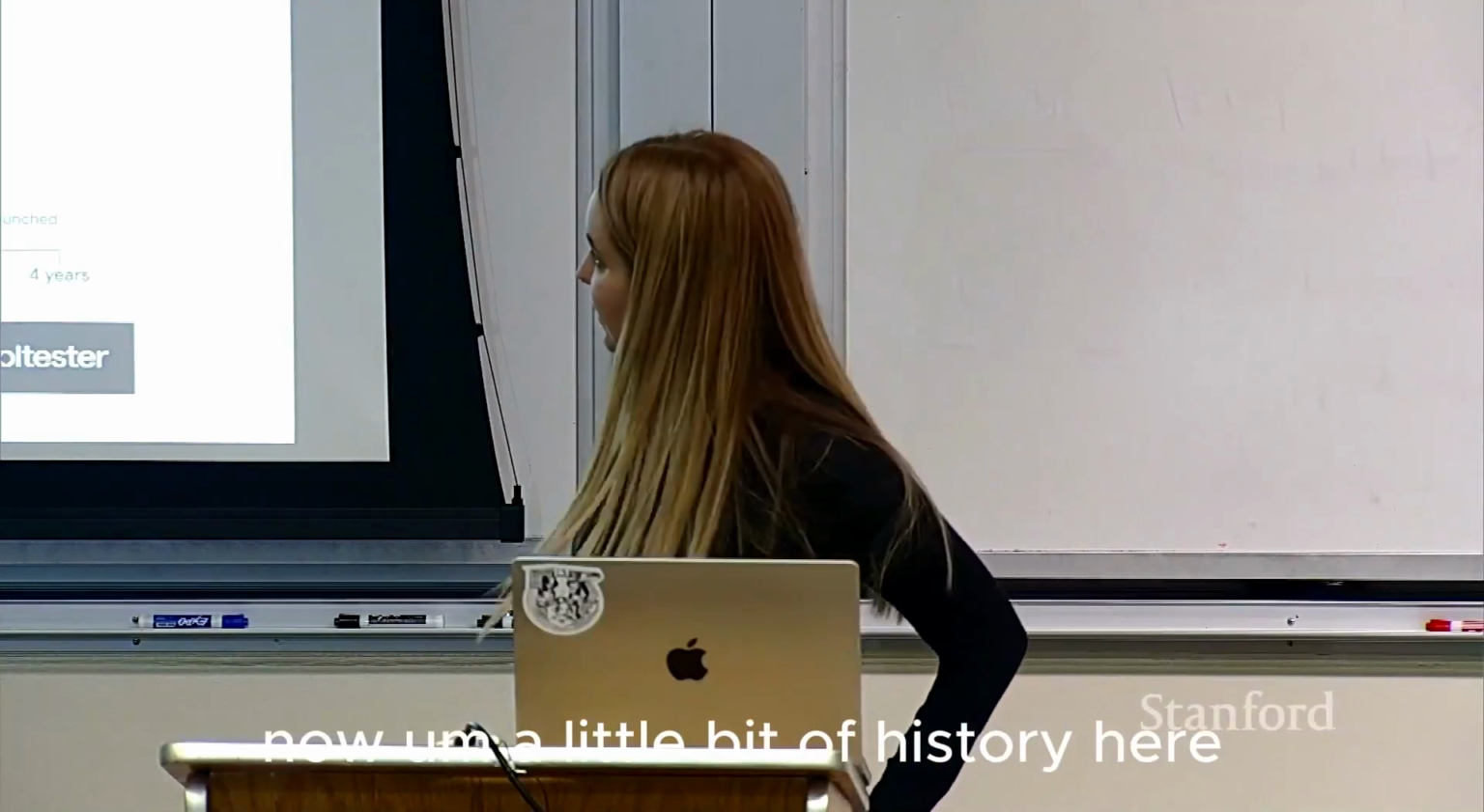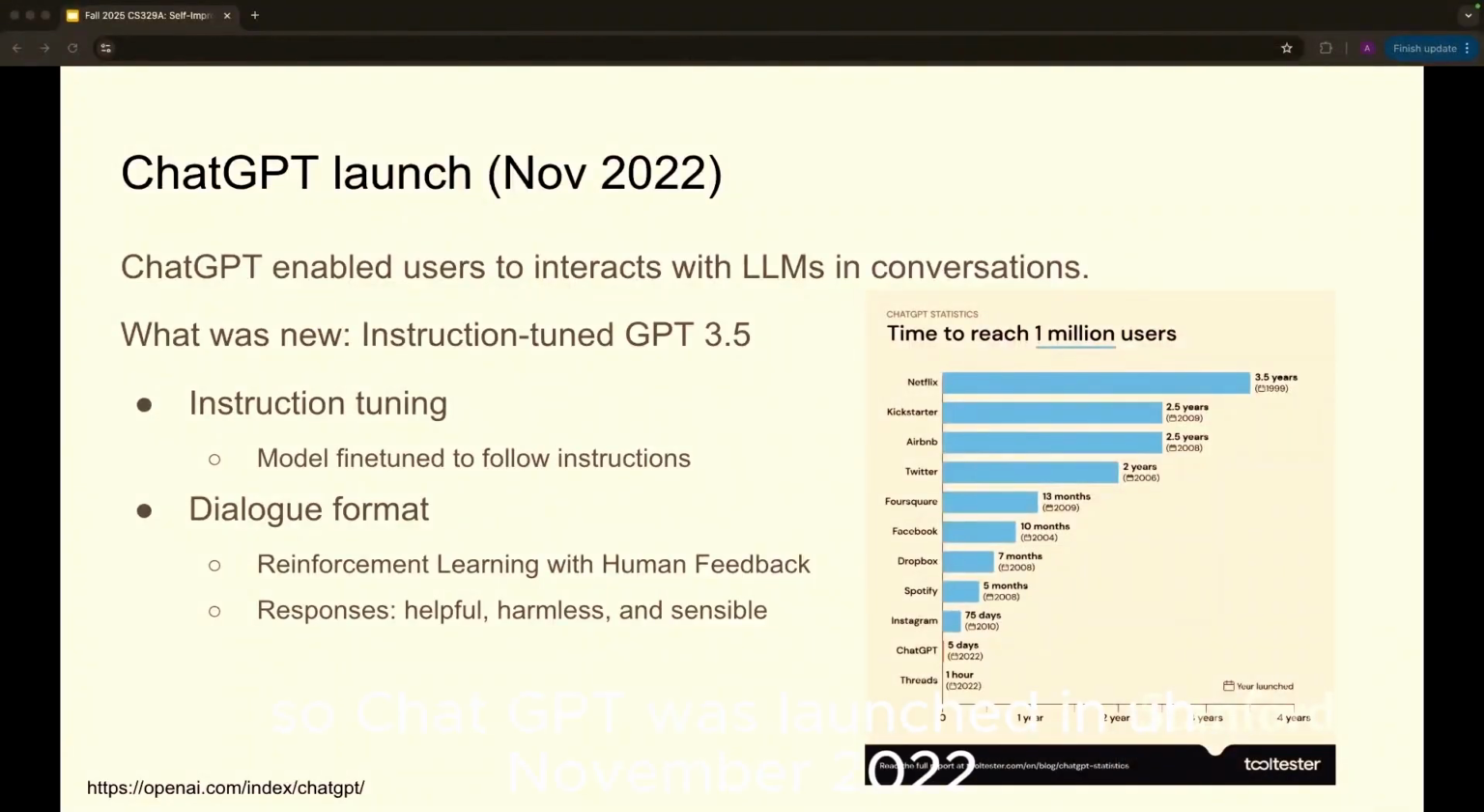Now, a little bit of history here. ChatGPT was launched in November 2022. Obviously, it was one of the most successful apps or software ever created. The time to reach 1 million users for it was 5 days, which is significantly faster than many of the other famous software or services that you can see there.